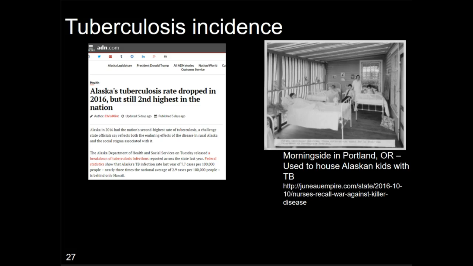This relationship with tuberculosis in Alaska continues today. Our rate dropped in 2016, but we still had the second highest rate of tuberculosis in the nation. We have up to 3 times the national average for the number of cases per 100,000 people in Alaska. This is second only behind Hawaii. So this is quite a disease that Alaska has to deal with.